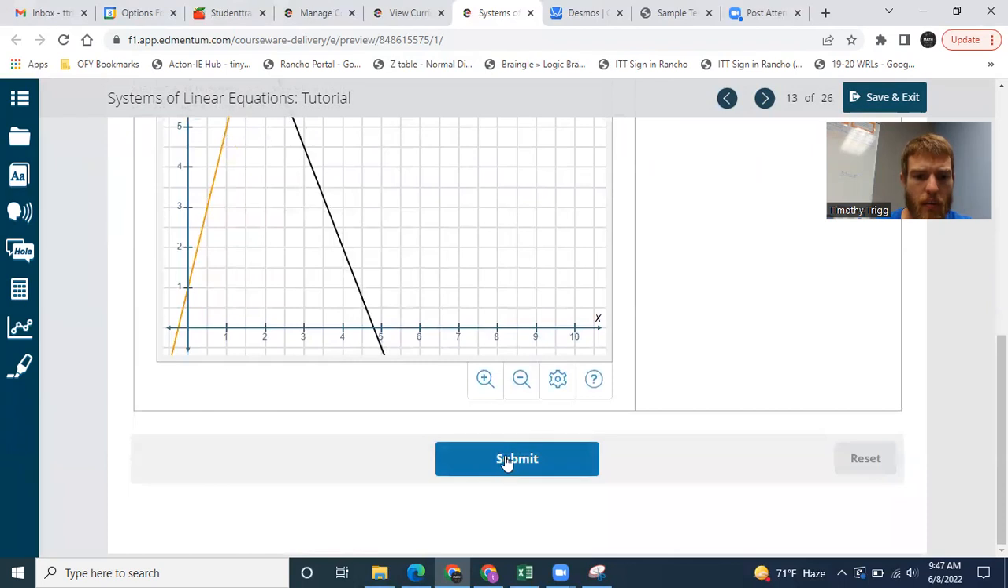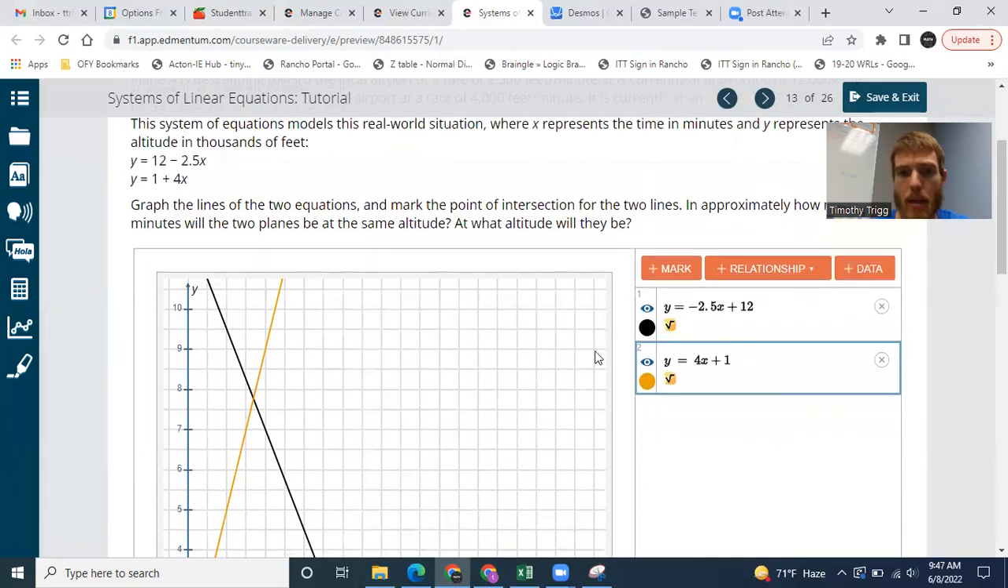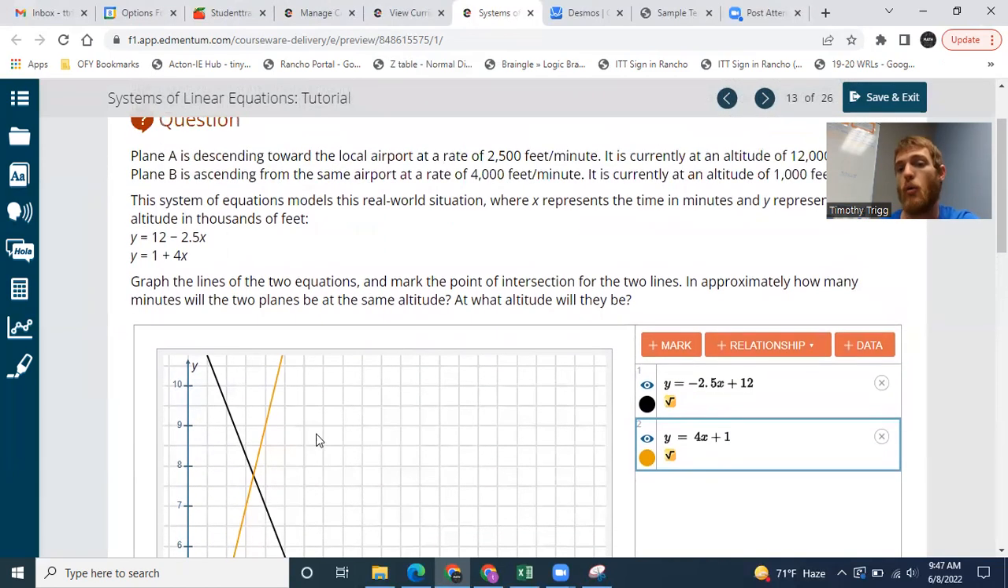Okay, let's see what they have as an answer. 1.75, 7.75. Okay, that's about the same. But what does this intersection tell you? Well, it tells you the x and y coordinates. The x coordinate was the amount of time. So how long or at what time will they be at the same altitude? Well, at about 1.67 minutes, or 1.75 minutes is what they got. Just an estimate.